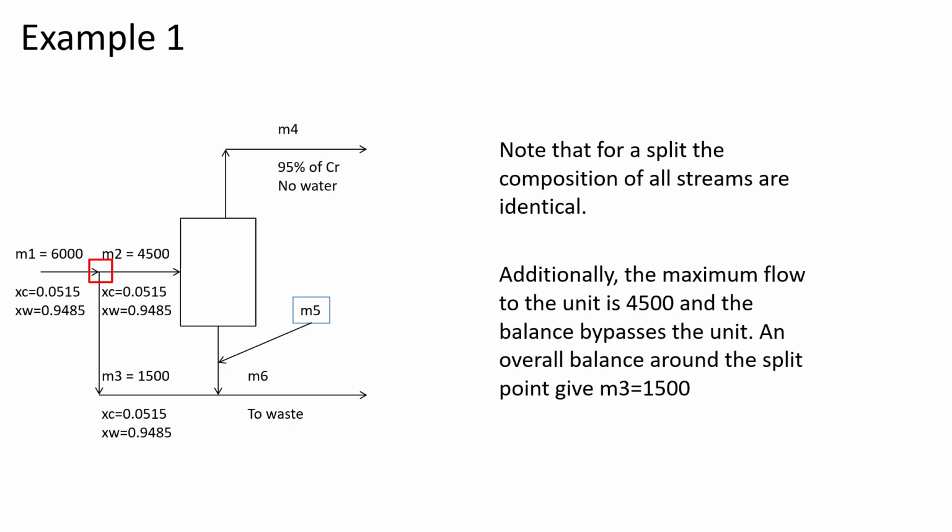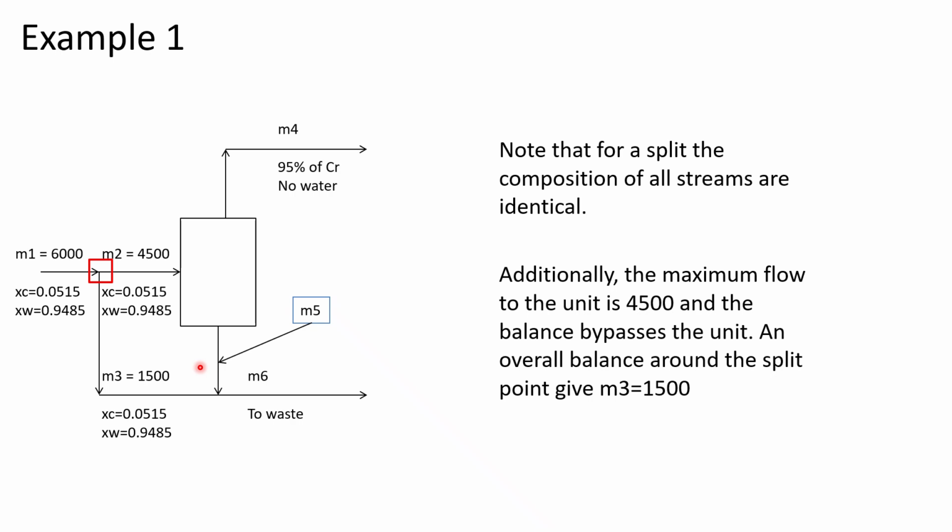Now note that if we split a stream, at the split point that occurs to the left of the waste treatment unit, the streams that leave it must have the same composition. So if the mass fraction of chromium is 0.0515 in the feed, the mass fraction of chromium will be 0.0515 in both the streams that exit the split point. A split does not change composition. And so those two streams are labeled with the mass fraction of chromium, and the balance is water. To get the water mass fraction, we subtract 0.0515 from 1 to get 0.9485.